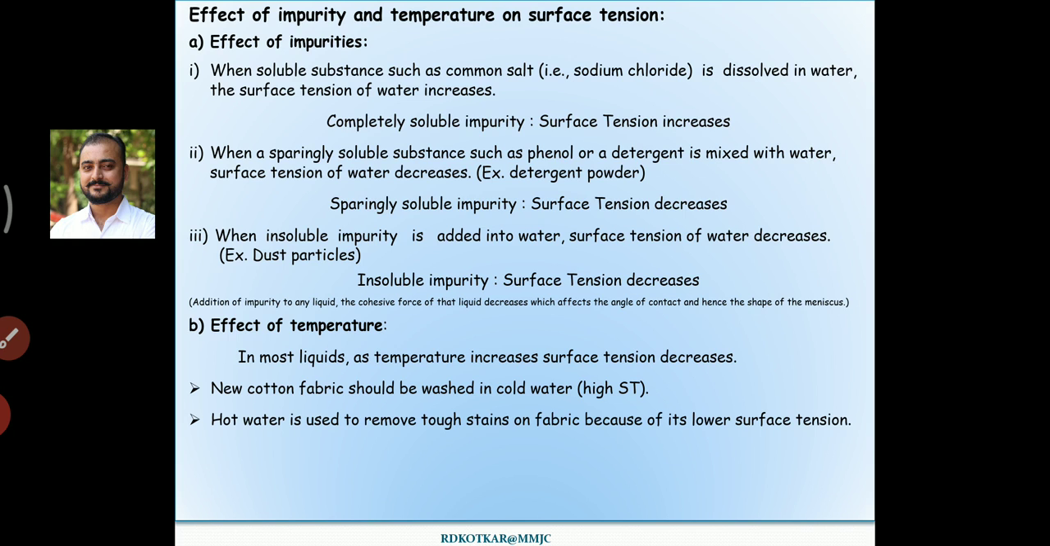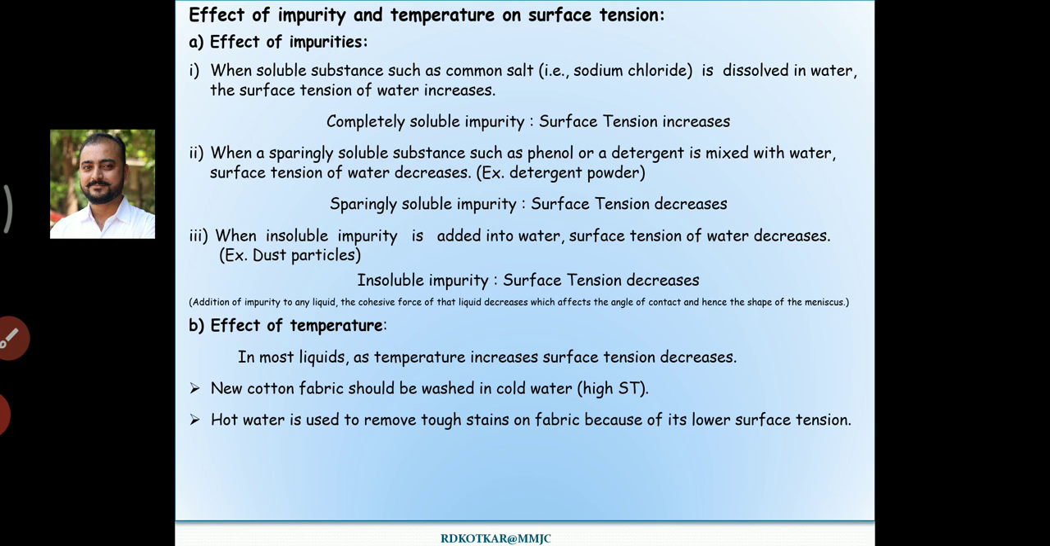Then hot water is used to remove the tough strands on the fabric because of its lower surface tension. We are using hot water. Everyone knows that in our home, there is a regular phenomenon: dirty clothes with tough stains. At that time, our mom uses liquid detergent or soap and pours it into hot water for a longer time.